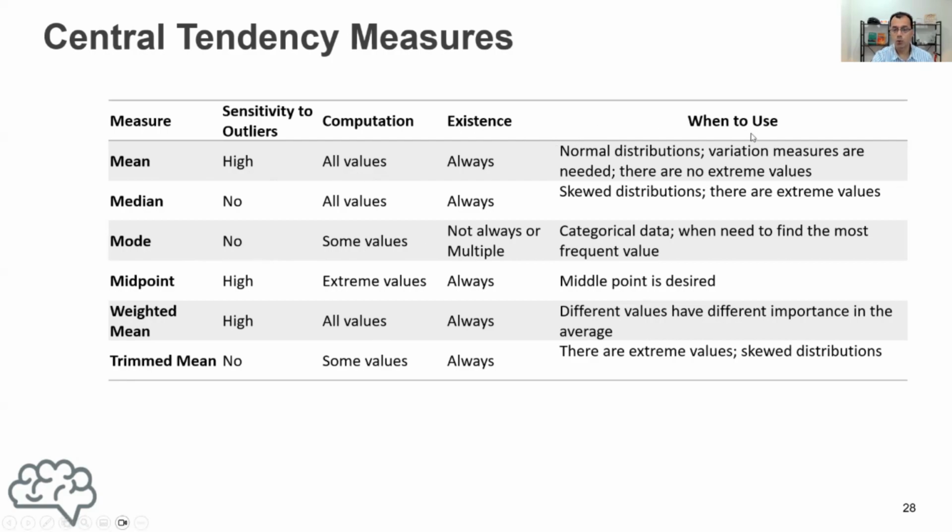In terms of when to use each one of them, the mean is usually applied when we have normal distributions and when we don't have extreme values or outliers in our distribution. The median is very useful for skewed distributions and when we have extreme values. The mode is mainly applied to categorical data or when we need to find the most frequent value. The midpoint is when you want to find the middle point in the distribution. The weighted mean is when we have to attribute different weights to each value in the distribution, and the trimmed mean when we want to remove the extreme values before we calculate the mean.